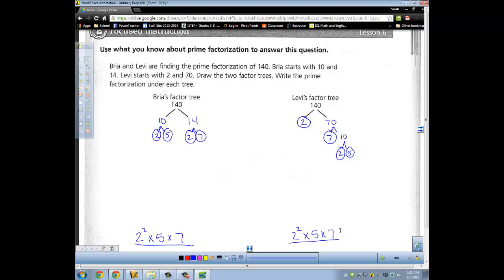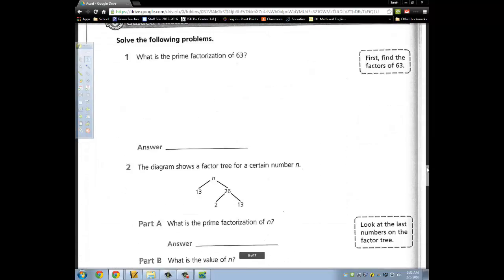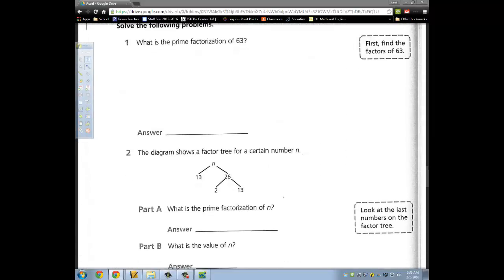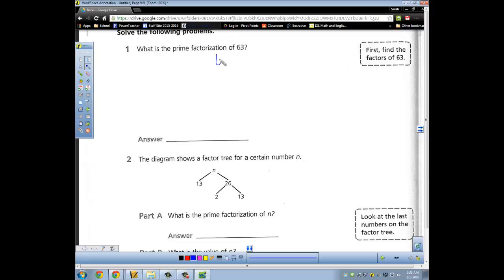Okay, we have one more page, page 54. What's the prime factorization of 63? So I'm going to put 63 at the top of my factor tree. So I need to think what times what's going to give me 63? Well, 9 and 7 do. 7 is prime. 9 can factor down to 3 and 3. So my answer, circled a 3 twice and a 7 once.